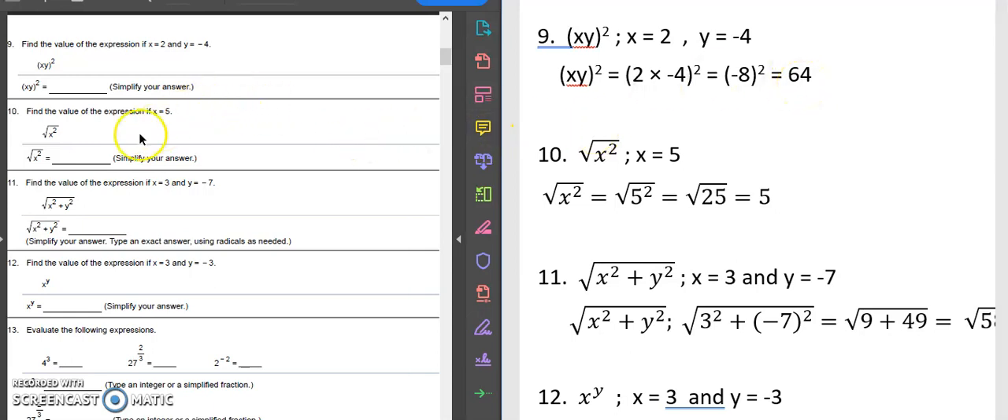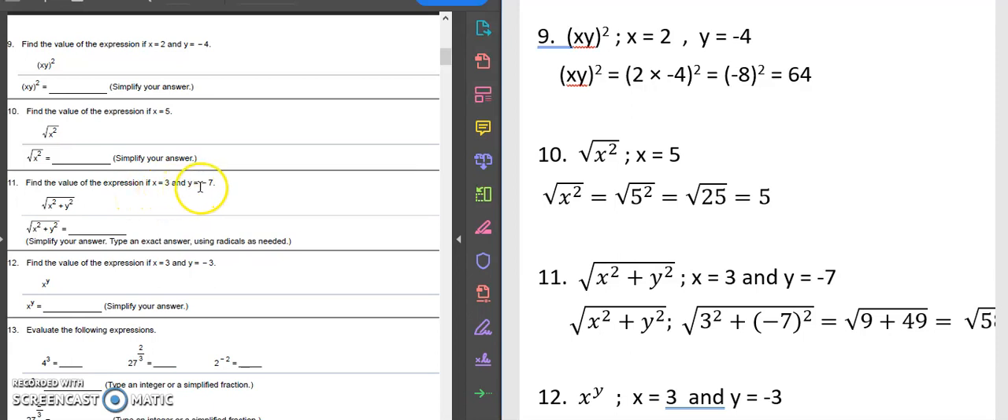Number 10 says find the value of the expression if x equals 5. So we have the square root of x squared, and we're going to plug in 5 for x. So the square root of x squared then becomes the square root of 5 squared, which in turn becomes the square root of 25. 5 raised to the second power is 25, and the square root of that is 5, and we're moving on.